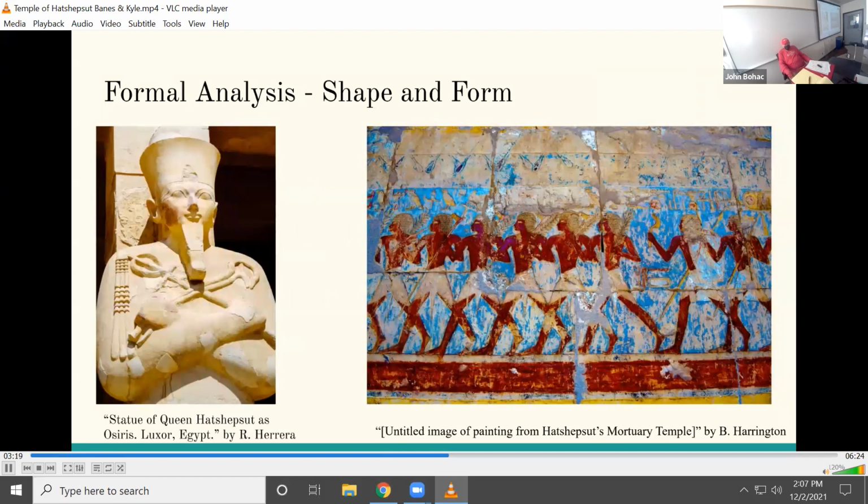Lining the top terrace of the temple are several statues, such as the one to the left, of the Egyptian god Osiris, the god of death. Commonly thought to be the architect of the temple, Hatshepsut's advisor was someone who likely placed these statues in the top terrace because of Hatshepsut's kinship with Osiris.